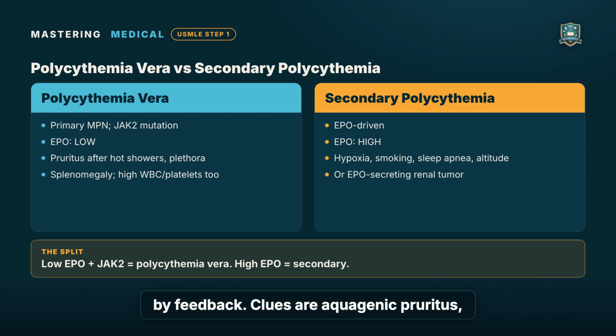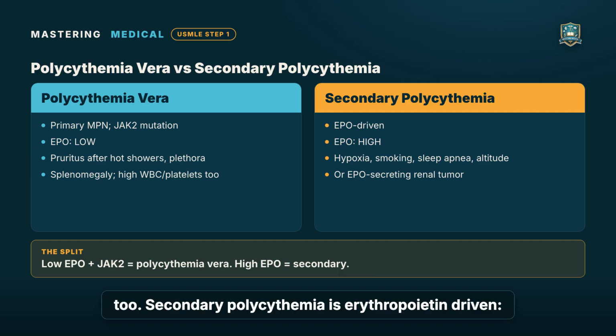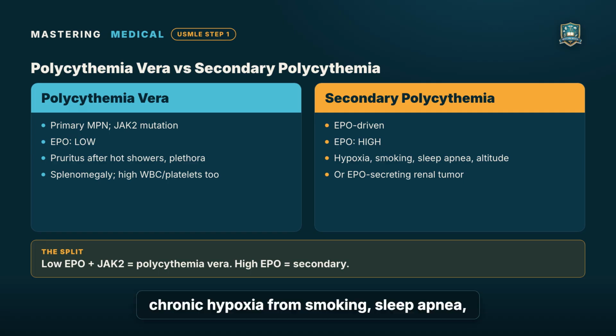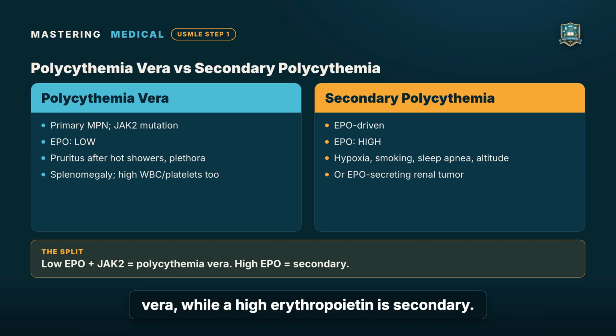Clues are aquagenic pruritus, itching after a hot shower, facial plethora, splenomegaly, and often a high white count and platelet count too. Secondary polycythemia is erythropoietin driven: chronic hypoxia from smoking, sleep apnea, or high altitude, or an erythropoietin secreting tumor raises the hormone and the red cells follow. So a low erythropoietin with a JAK2 mutation is polycythemia vera, while a high erythropoietin is secondary.